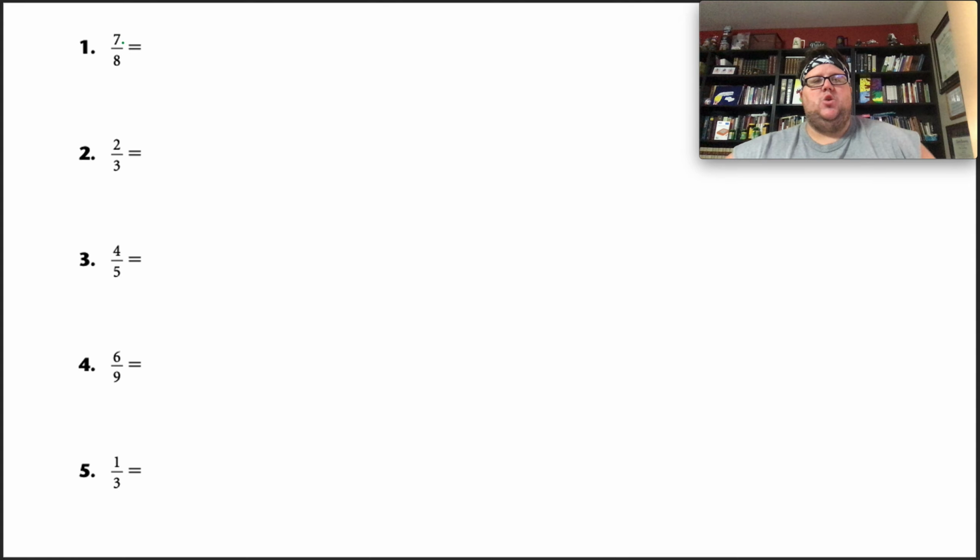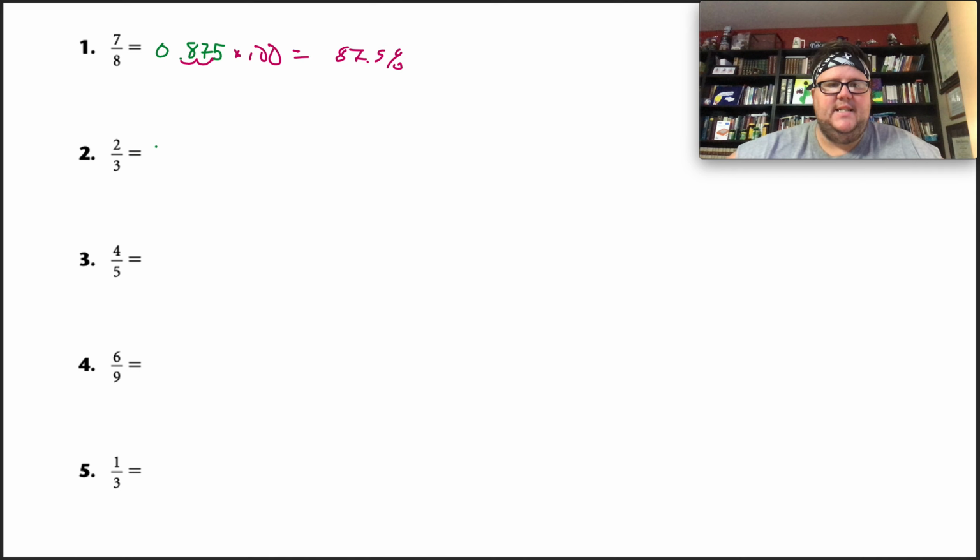So 7/8. So we're going to divide 7 divided by 8, and what you get is 0.875. And from there, you're going to multiply that by 100 to get your percentage. So when you multiply it by 100, you're actually moving the decimal 2 places to the right. So 0.875 times 100 is 87.5, and don't forget our percent symbol. So 87.5%.